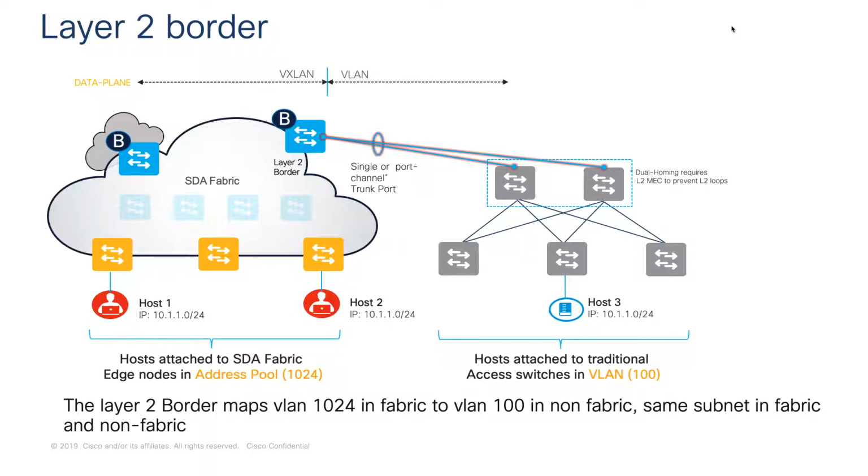For the migration use case, a layer 2 border functionality, which can be enabled on a border, allows communication between hosts residing in the traditional network and hosts residing in the SD-Access fabric. We can see here that this border will let hosts in VLAN 1024 in the SD-Access environment talk to VLAN 100 in a traditional environment.